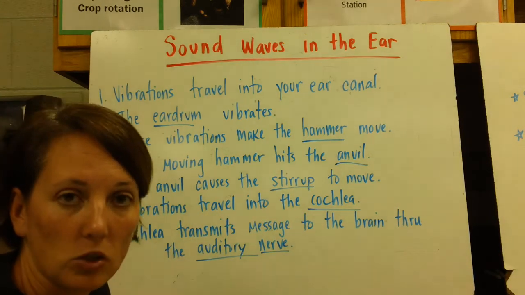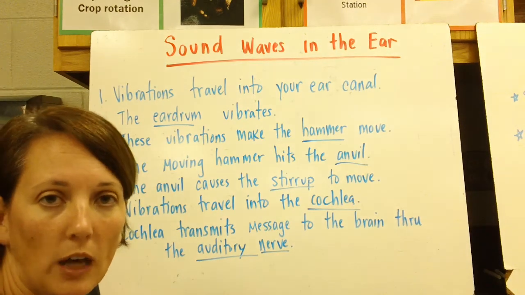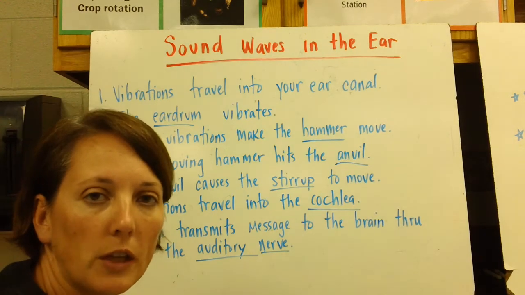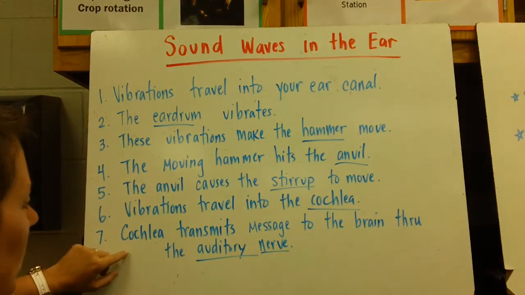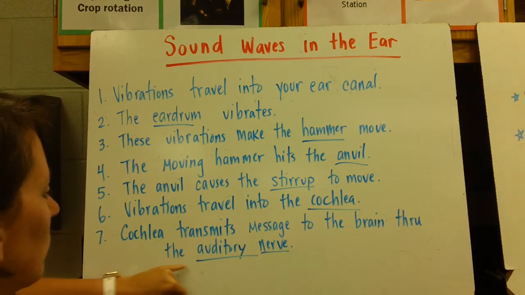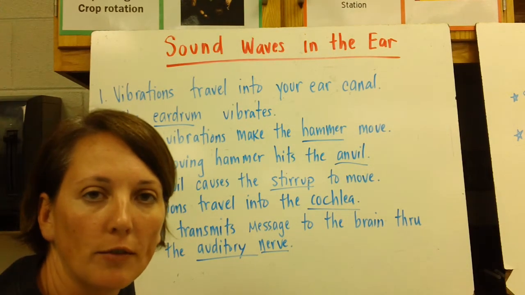Now we're going to look at a picture, and the cochlea actually is like this snail shell looking thing. It's actually hollow. It has a whole bunch of tiny little hairs in it that have a lot of cells that pick up these vibrations, and a little bit of liquid in it as well. And then the cochlea takes the information that it receives and transmits the message to the brain through something called the auditory nerve. Basic overview of how sound travels through your ear.